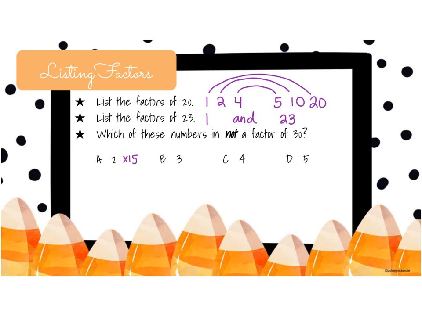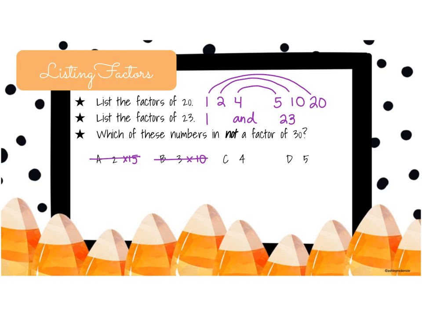Okay, so we know that this is a factor. 2 can go into any number as long as it's not odd. Very good. So if it is an even number, it can always be divided by 2. Okay, can 3 go into 30? Yes. What do I multiply 3 by? 10. So this is a factor.